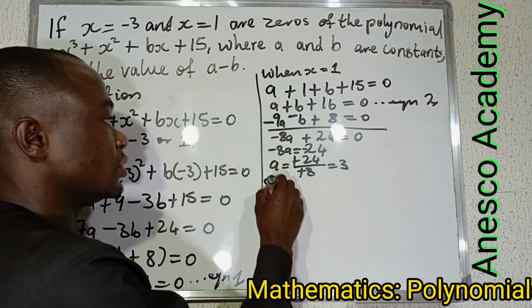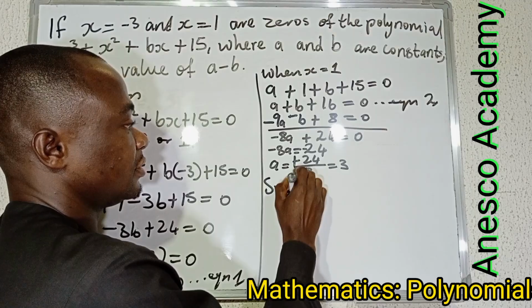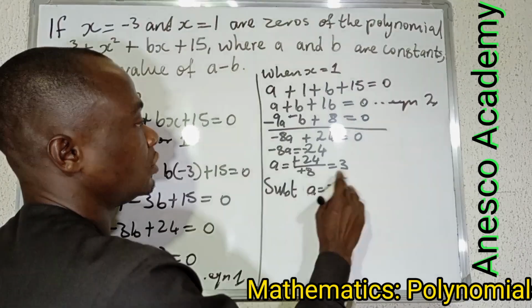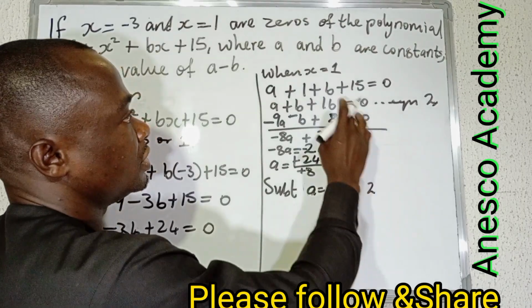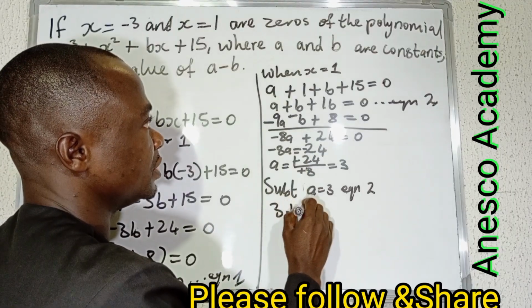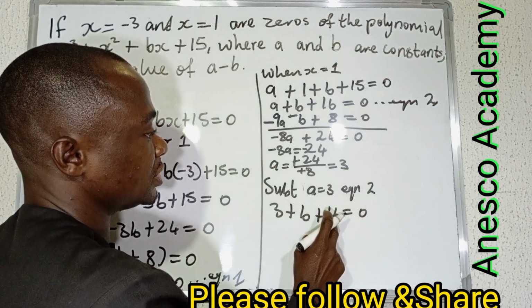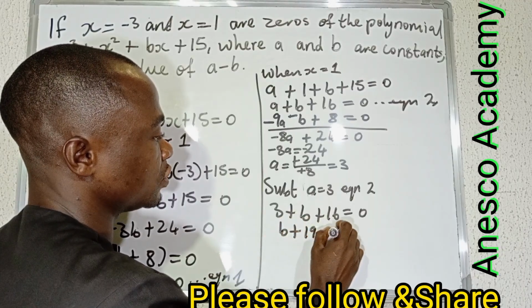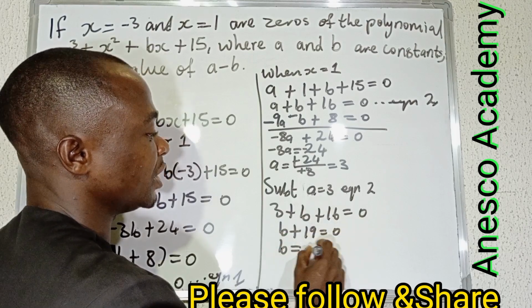Now say we substitute a equals to 3 into equation 2. This is our equation 2. So our a is 3. This place will be 3 plus b plus 16 equals to 0. 3 plus 16 is 19. B plus 19 is equals to 0. B equals to 19 will come to this side, become minus what?